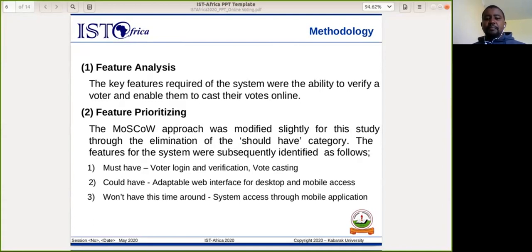The must have elements were the voter login, verification, and vote casting. The could have is an adaptable web interface for desktop and mobile access. And then we were also clear that we probably wouldn't have a mobile application during this particular iteration of the study. So the mobile application fell in the won't have this time round category.